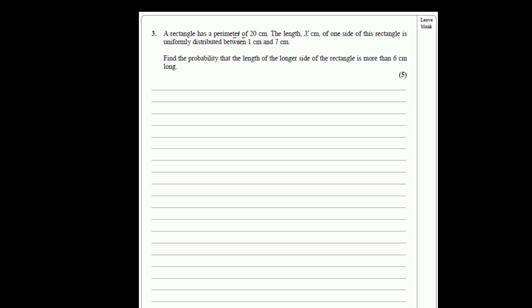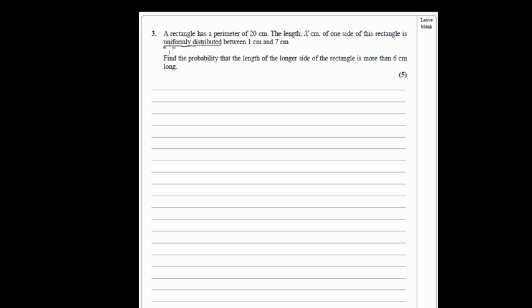A rectangle has a perimeter of 20 centimeters. Whenever you read that, you understand this is neither binomial nor Poisson distribution. This is uniformly distributed. When you do this uniform distribution, you have to understand this is a bit irregular. Uniform distribution is not something that we get in all of the exams.